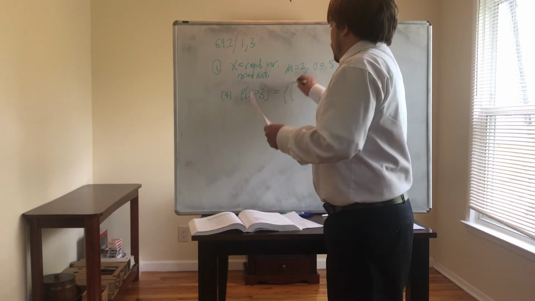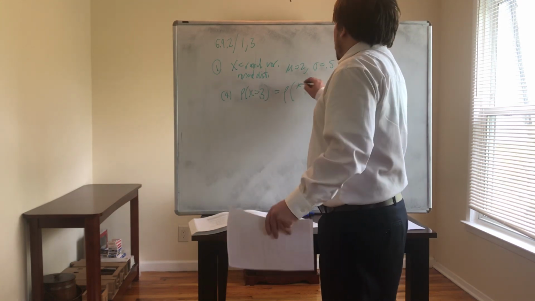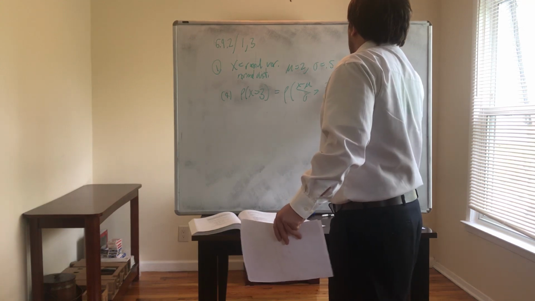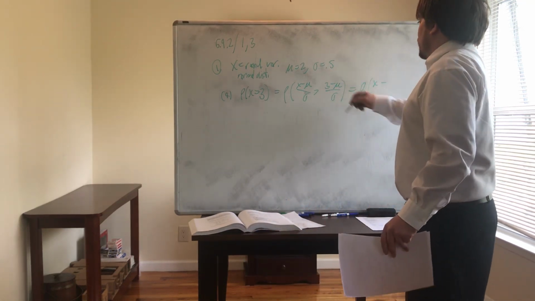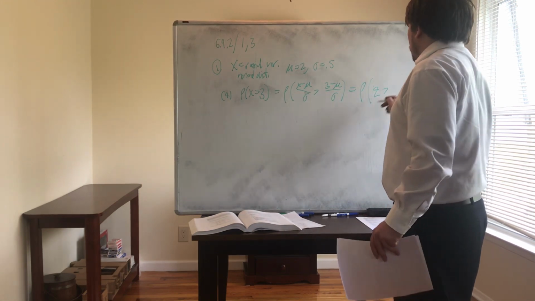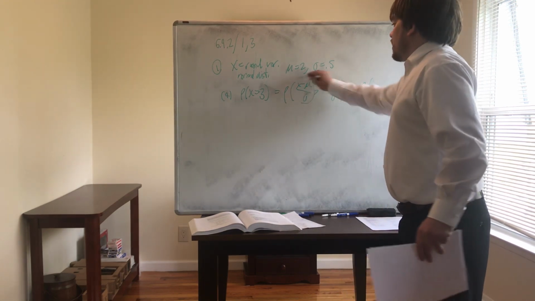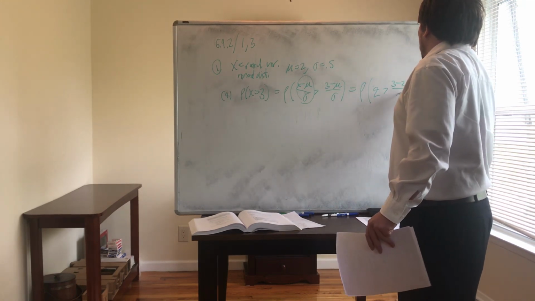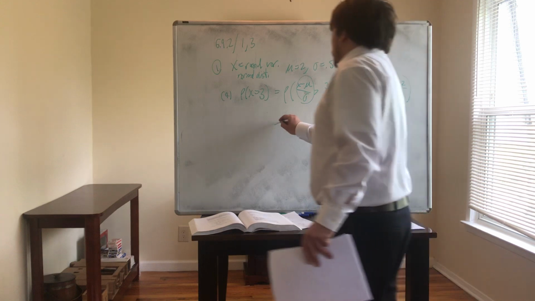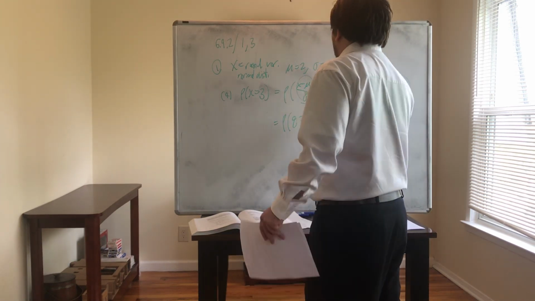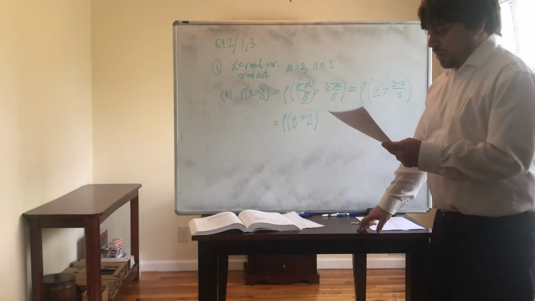Well, that's equal to the probability that x minus mu over sigma is greater than 3 minus mu over sigma. Well, x minus mu over sigma is z, the standard normal variable, and so that's z. And then 3 minus mu over sigma is 3 minus 2 over 0.5. And so that's equal to the probability that z is greater than 1 over 1/2, which is 2. So that's the probability that z is greater than 2.